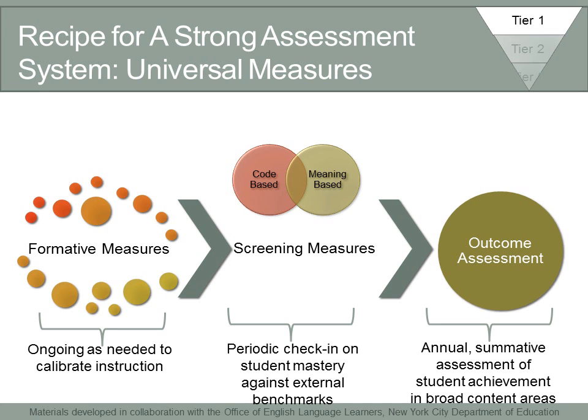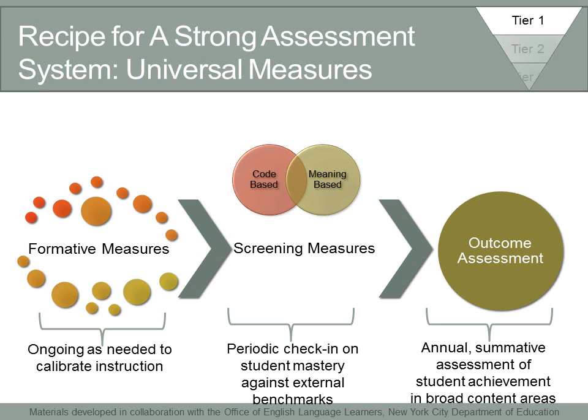We'd also have some screening measures in place, and these would be our periodic check-ins on student mastery against external benchmarks. You'll notice what we did here was we break apart code-based measures and meaning-based measures. Something we're going to talk about a lot more in subsequent sessions, but the long and short of it is we want to be following children not only as they develop word reading skills, that begins very basically with their ability to identify letters and match the letters with letter sounds and read quickly and efficiently.